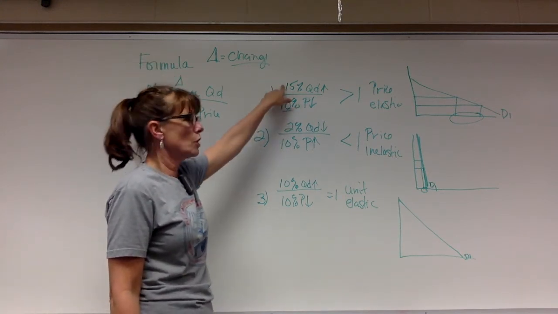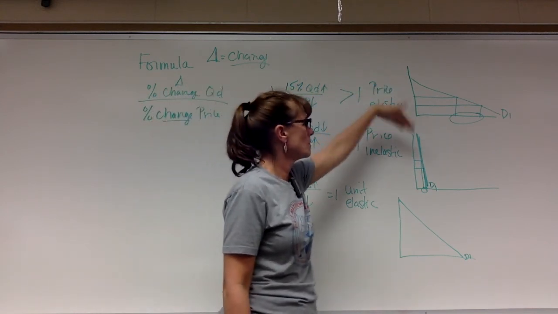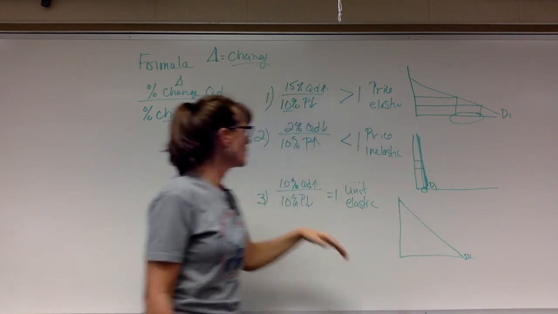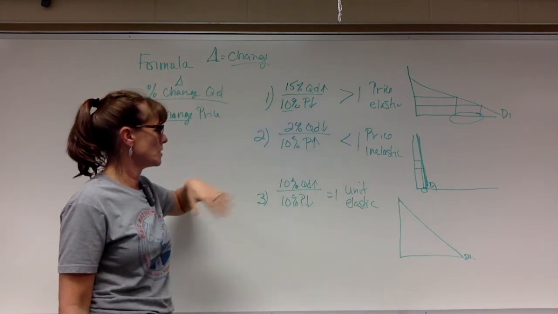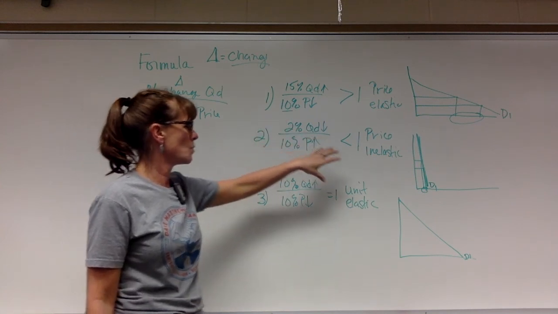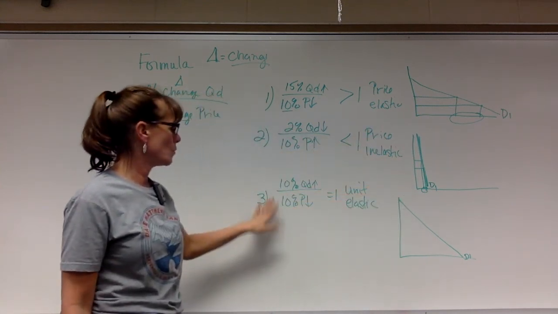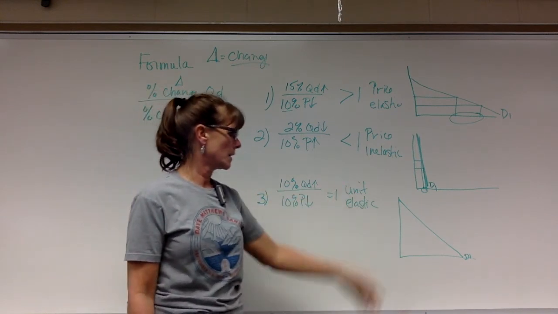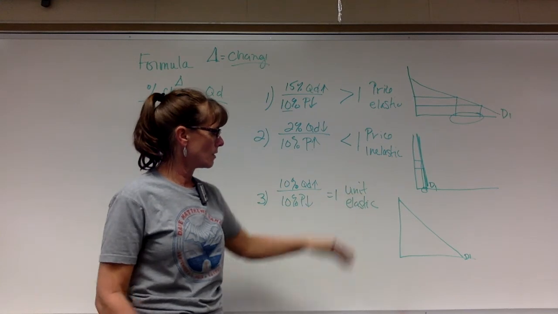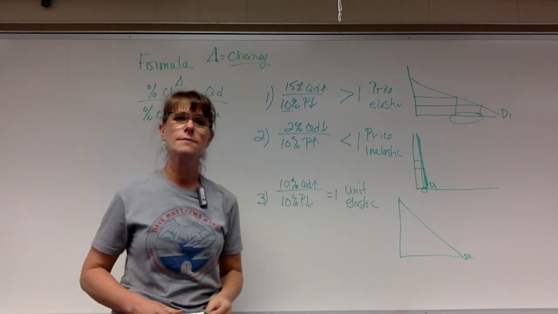Change in price, larger change, greater than 1, price elastic. It's a flatter slope on this. 2% change in quantity demanded caused by this 10% change in price, less than 1, price inelastic, a very steep slope. And then when it equals 1, unit elastic, and that's that center. That's the part where they meet and go from elastic to inelastic. So that's the formula.